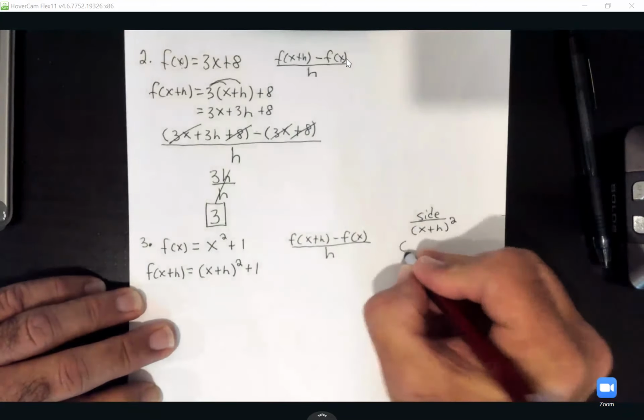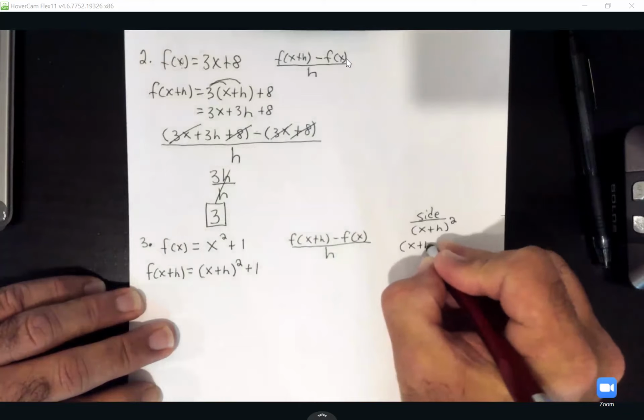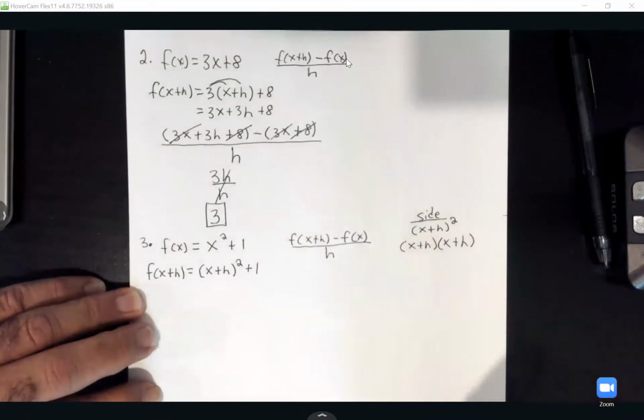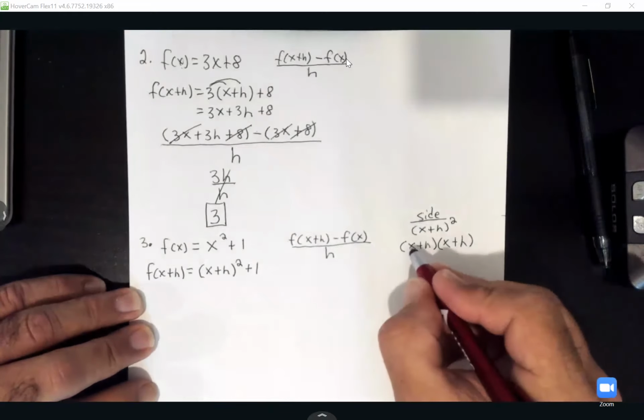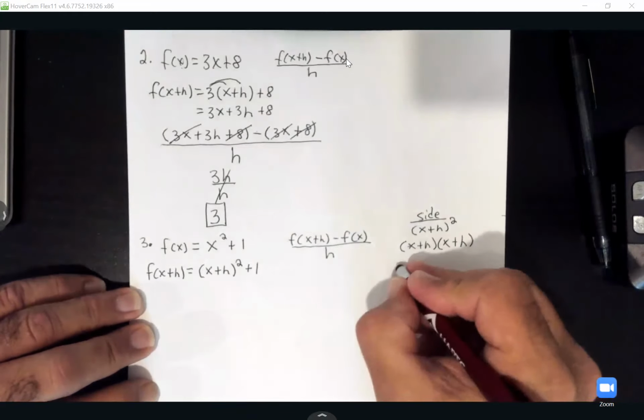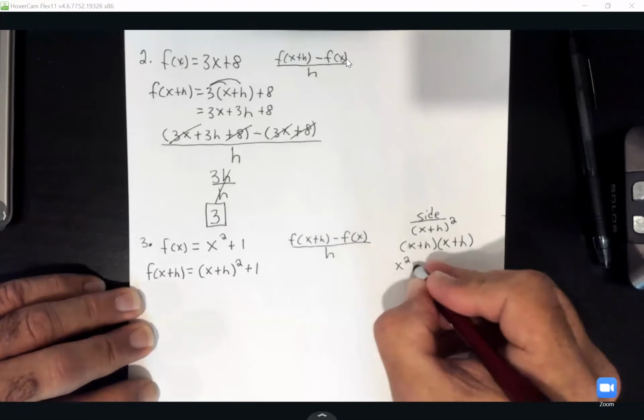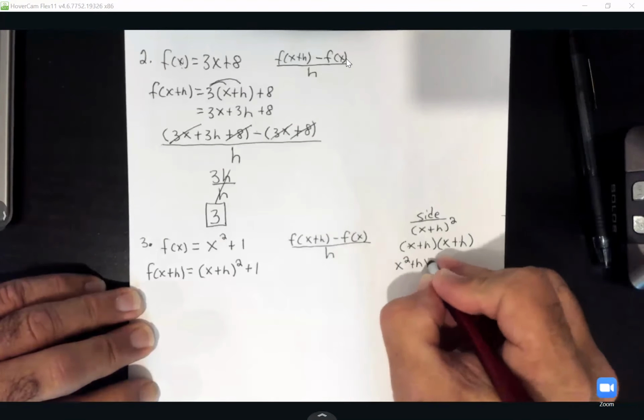So what I'm going to do is FOIL this, x plus h times x plus h. So multiplying, we get x times x is an x squared. X times h is a hx.